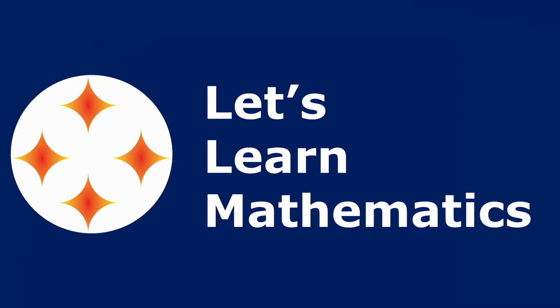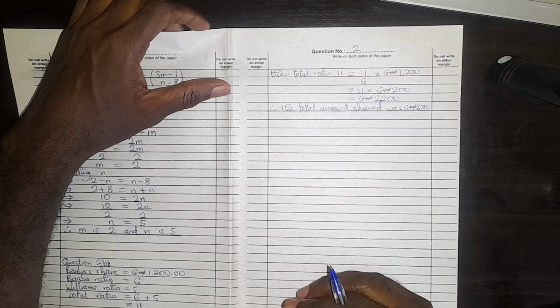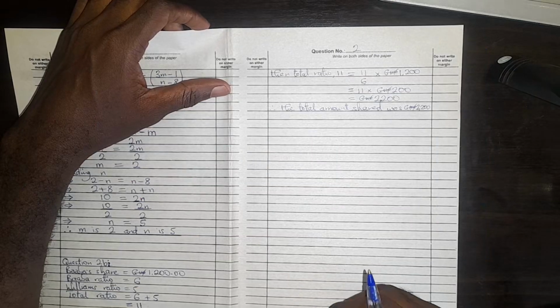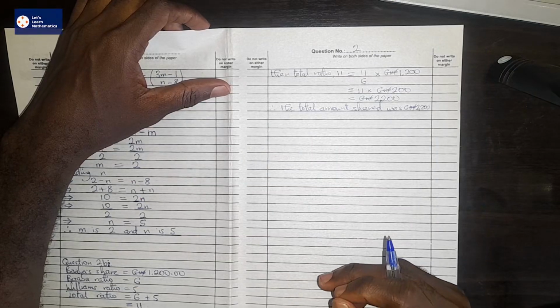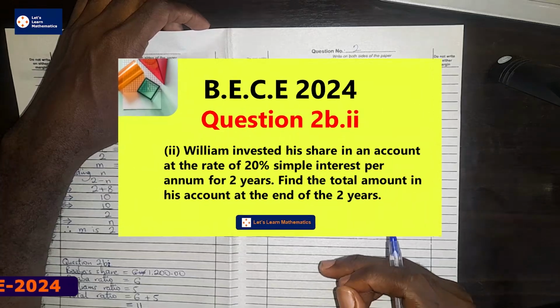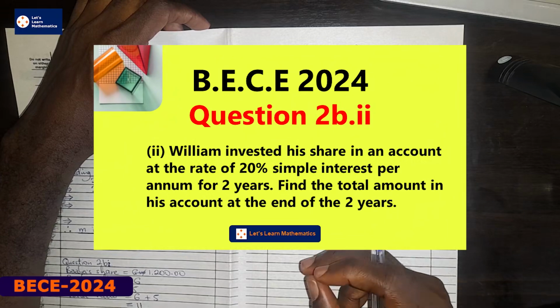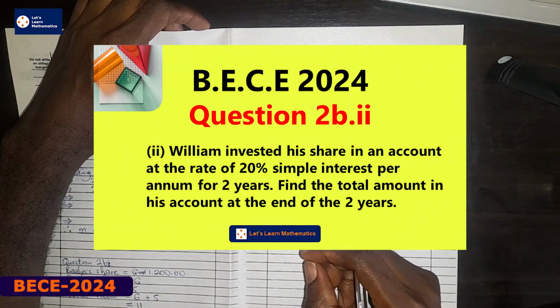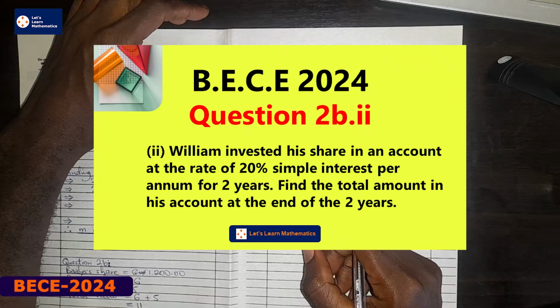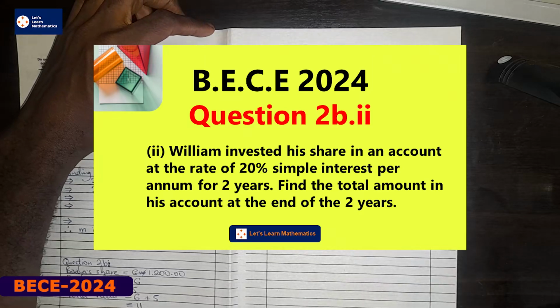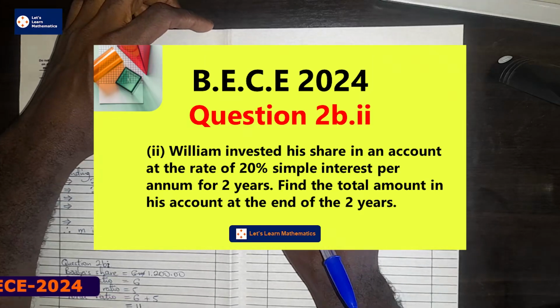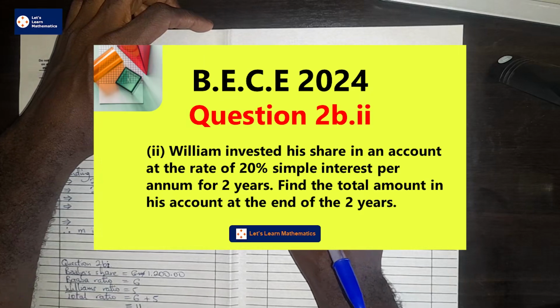Alright, so the second part of the question says that William invested his share in an account at the rate of 20% simple interest per annum for 2 years. So we should find the total amount in his account at the end of the 2 years. So we can see that this is question 2b.